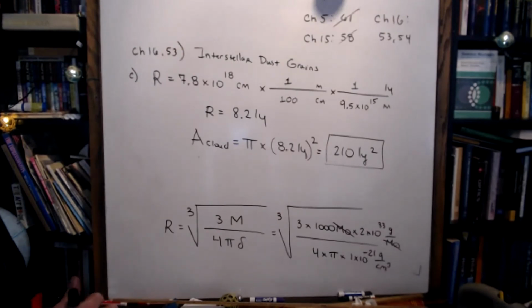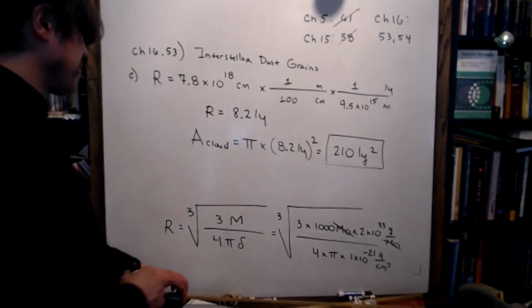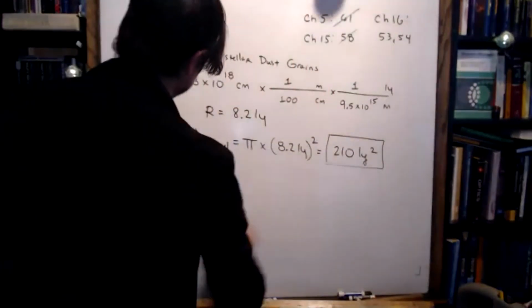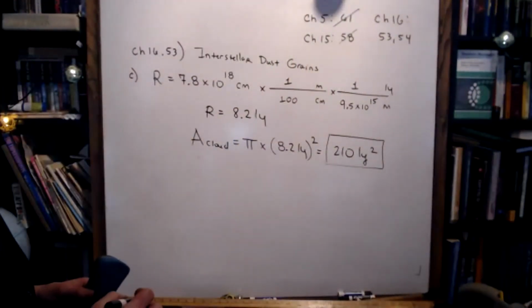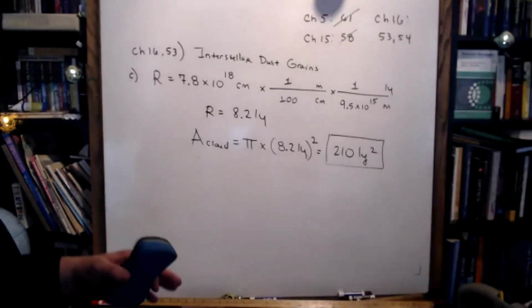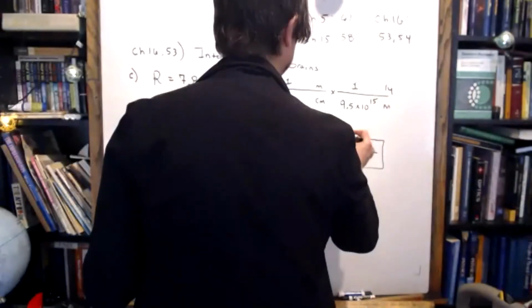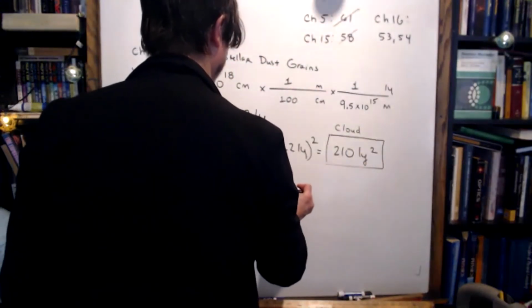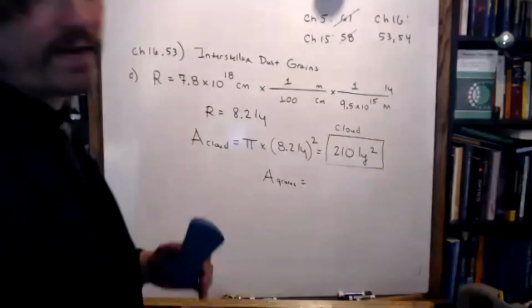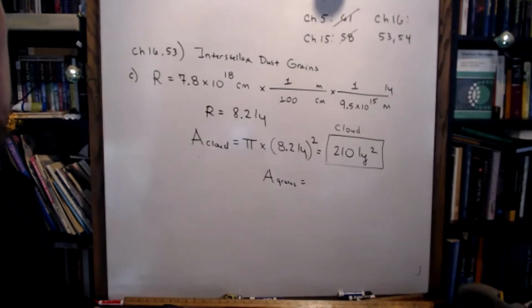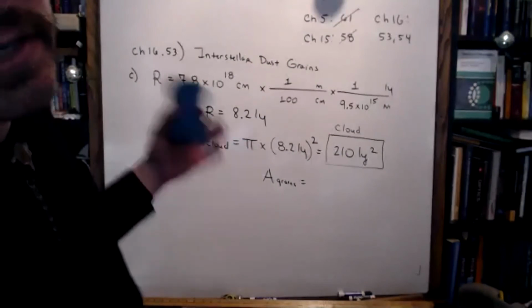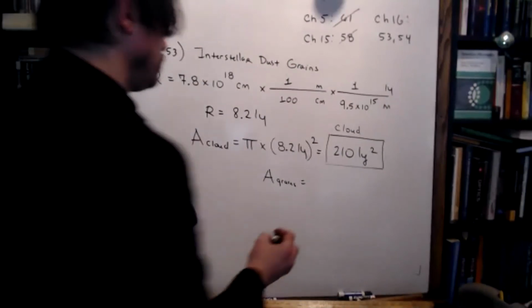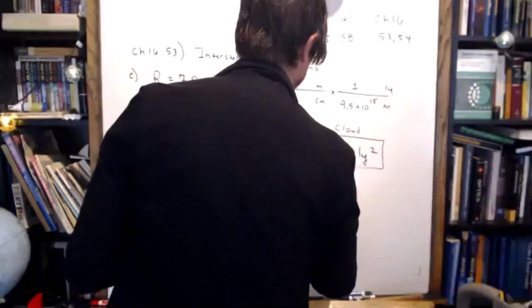Okay. Elijah, what's part D ask? Based on your answers to parts B and C, what do you think the chances are that a photon passing through the cloud will hit a dust grain? Okay, now I want you guys to remember what we calculated. This is the surface area of the whole cloud, but the surface area of all the grains, what was it again from part B? What was the answer to part B? 630 light years squared. Doesn't that seem weird?